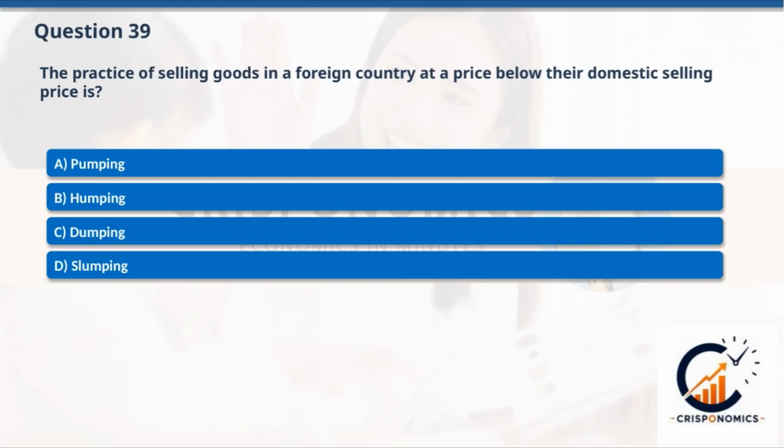Let's look at a common question about international trade practices. It asks about selling goods in a foreign country at a price lower than what they sell for at home. The options are pumping, humping, dumping, and slumping. The key idea here is understanding which term describes this pricing strategy, one that can affect markets and competition across borders. It's a classic concept in global economics.